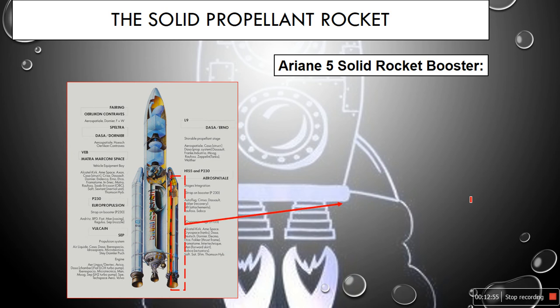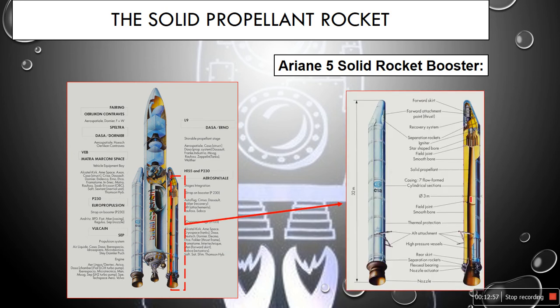Okay, the AN5 solid rocket boosters. If you see, in any booster, they are all solid propellants. Along with the solid propellants, there is also liquid propellant in this chamber. It is a multi-staging.